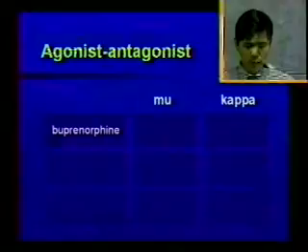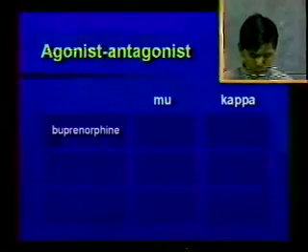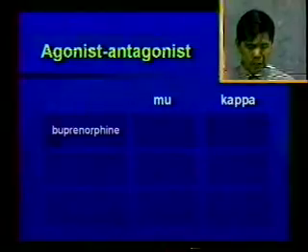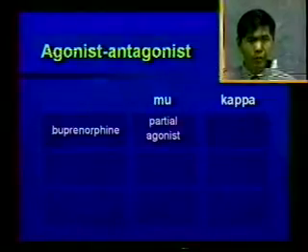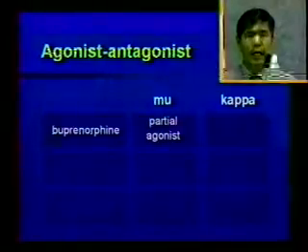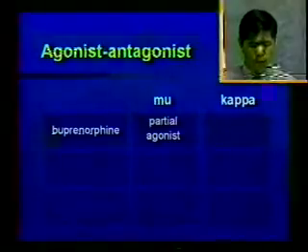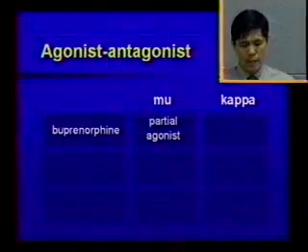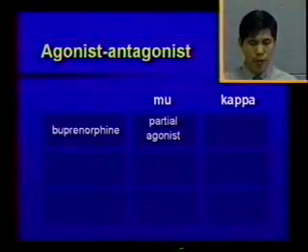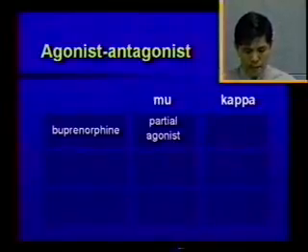Now these are the agonists-antagonists. One example is buprenorphine. Buprenorphine is known as a partial agonist on the mu. It has a strong affinity on the mu receptors. So what happens when it binds the receptors? The other agonists cannot work on the mu. Hence, the designation agonist-antagonist.